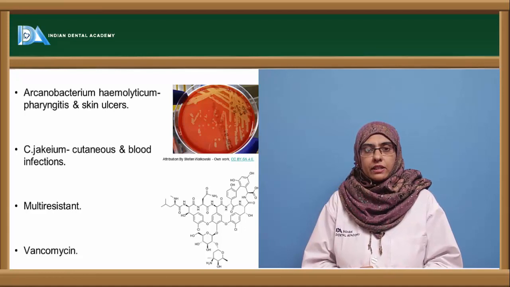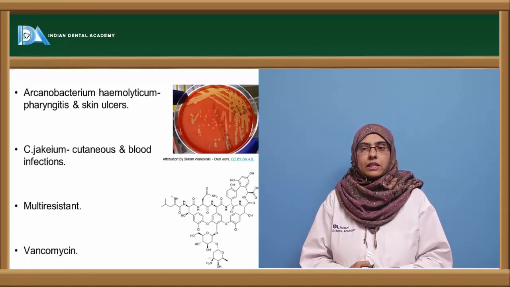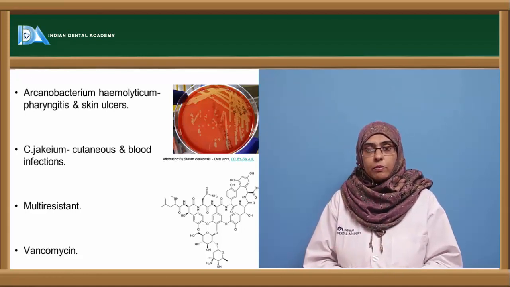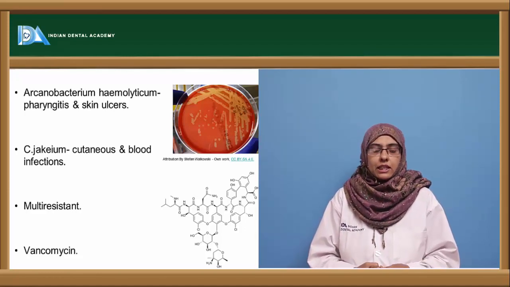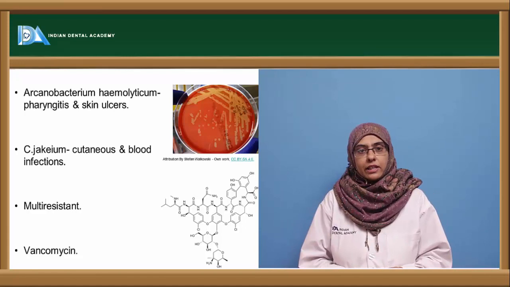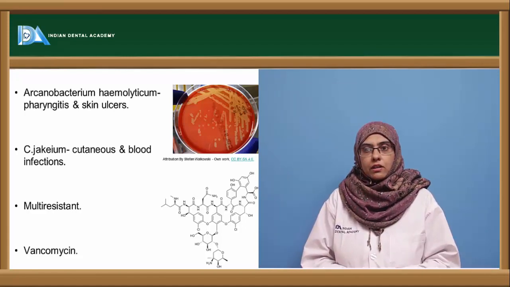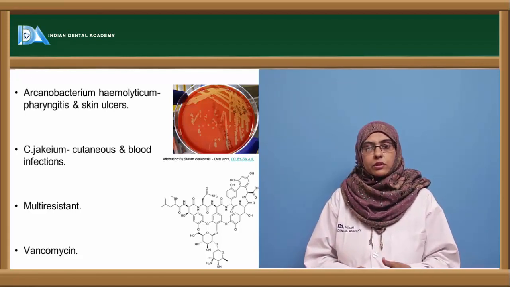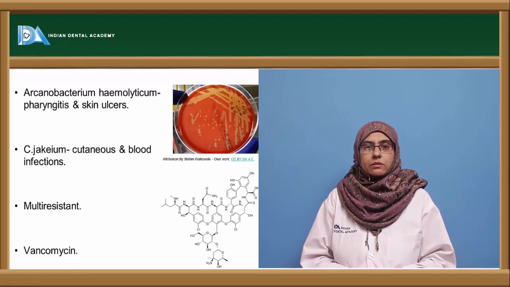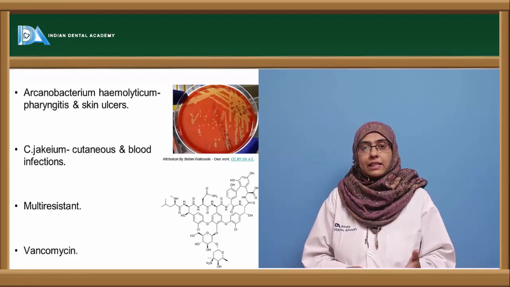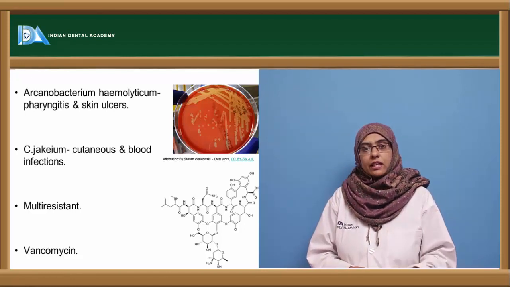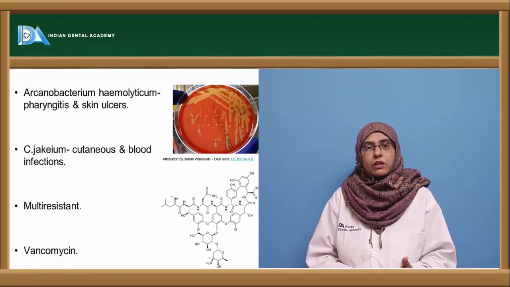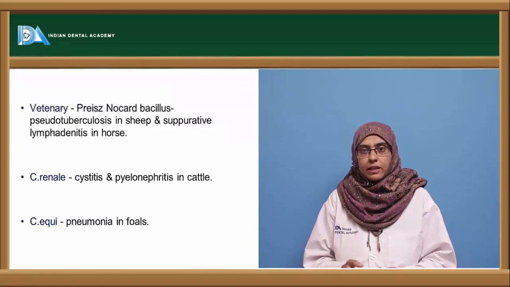Apart from that, we have another group of organisms called Arcanobacterium hemolyticum, mostly involved in pharyngitis and skin ulcers. And we have Corynebacterium jeikeium. Cutaneous and blood infections are mostly associated with this organism, and it is multi-resistant towards different types of antibiotics. So in life-threatening conditions due to this organism, you can go with vancomycin.